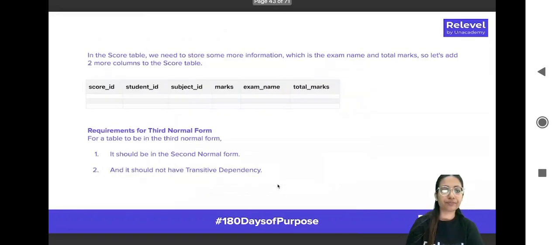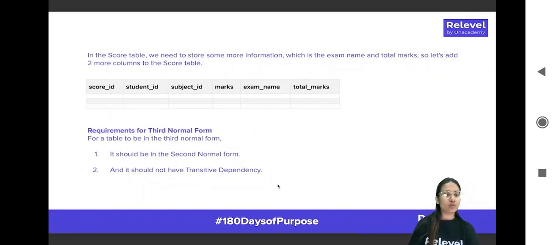Now over here in the score table, we need to store some more information, which is, let's say, the exam name. Let's say you have the subject ID, but you also want to know what the name of the exam was and the total marks right over there. So let's add 2 more columns to the score table. Here we have added the exam name column and total marks as well.